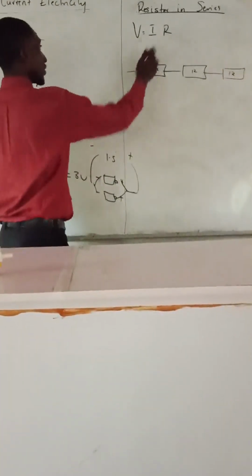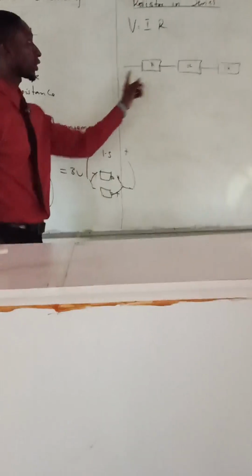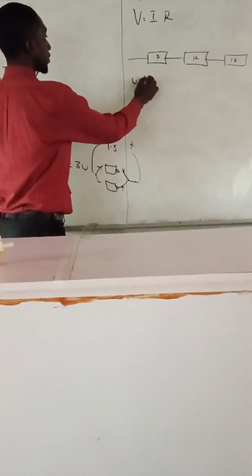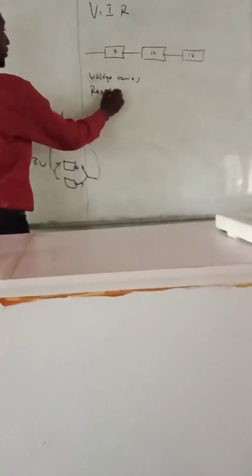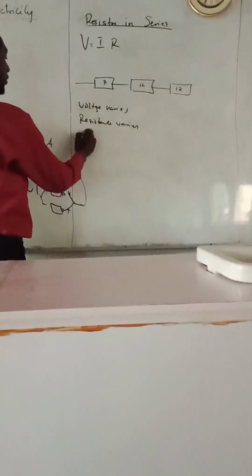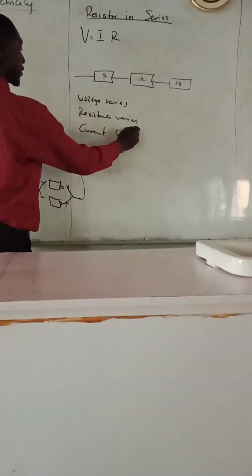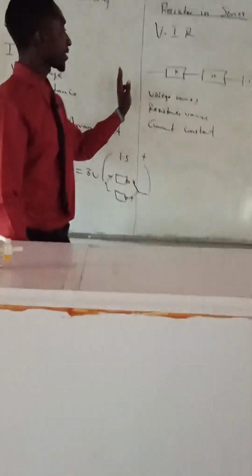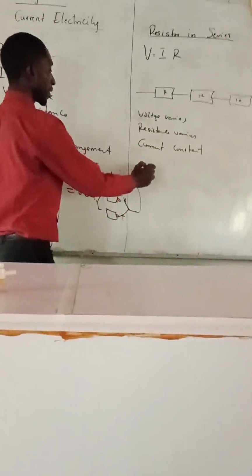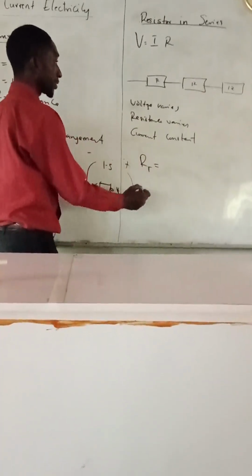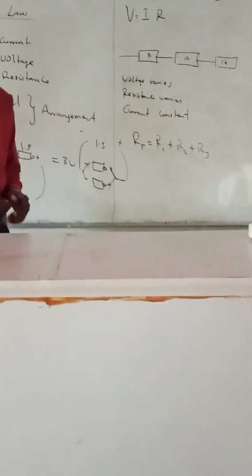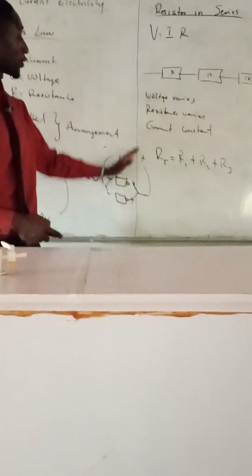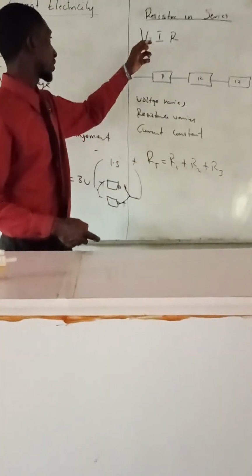So from V equal to IR, we can say that for resistors in series, the first thing is that voltage varies, resistance also varies, but the current is constant. Based on this, if you want to find the combined resistance of resistors in series, we say total resistance RT is R1 plus R2 plus R3. For every given circuit, current is constant. You want to find the voltage, you add the combined resistance of the circuit so that you can get your voltage. Okay, so let's look at the other one.